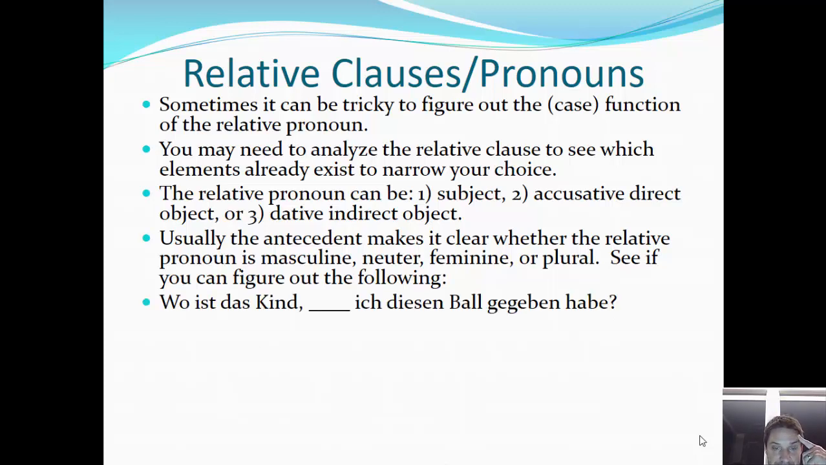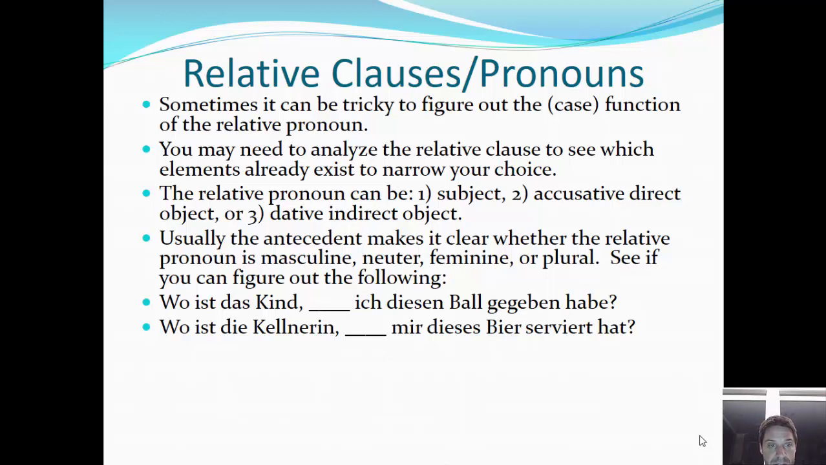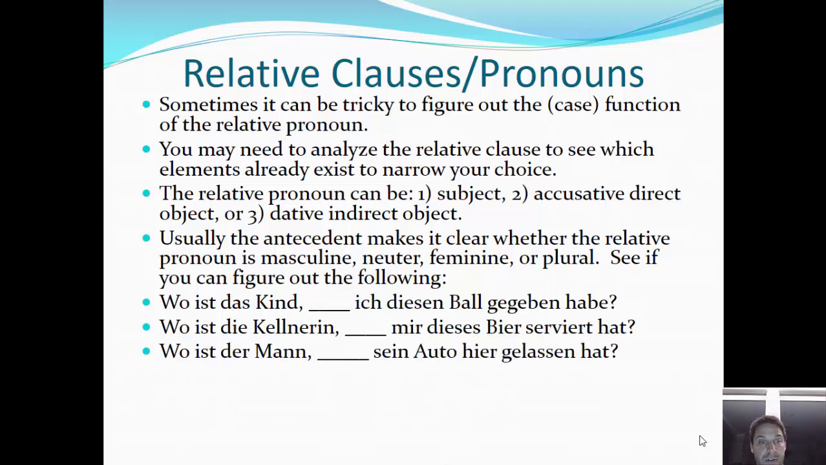Wo ist das Kind ich diesen Ball gegeben habe? Okay, let's go ahead and fill this in. Wo ist die Kellnerin mir dieses Bier serviert hat? Und wo ist der Mann sein Auto hier gelassen hat? So three different examples. Okay, the first one, das Kind.